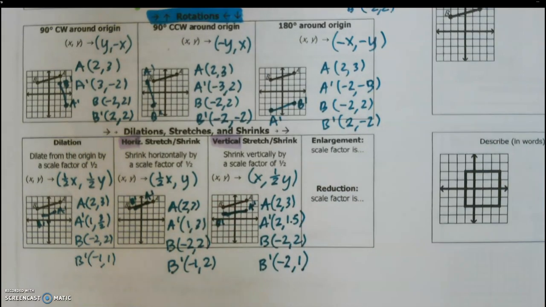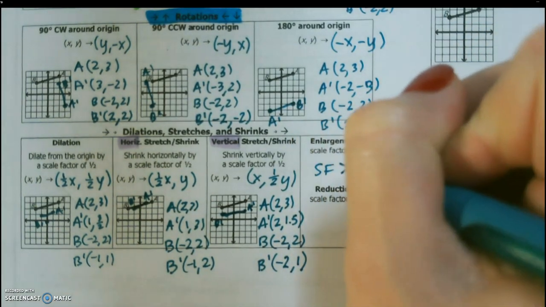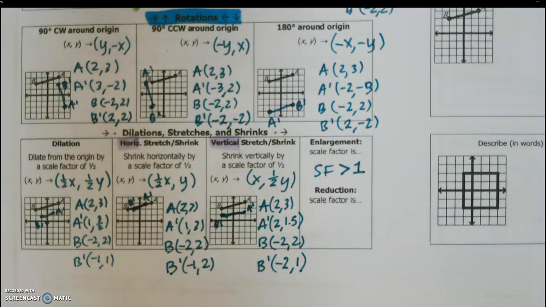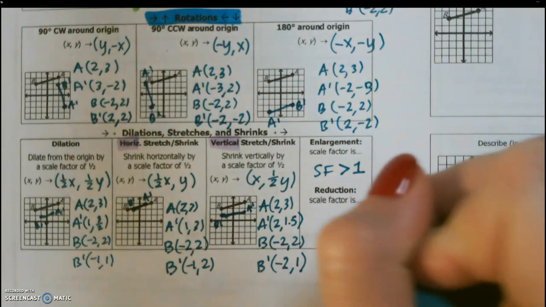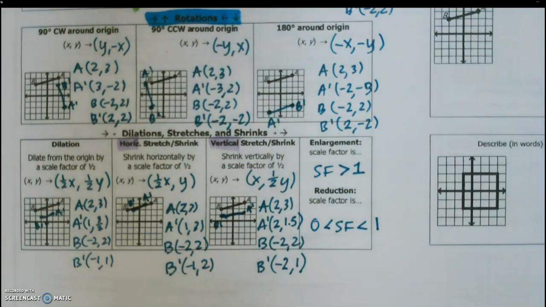All right, an enlargement is when your scale factor is greater than 1, so scale factor greater than 1. A reduction is when your scale factor is less than 1, but greater than 0. I'm going to go ahead and end the video here, and the next video will wrap up the following side.